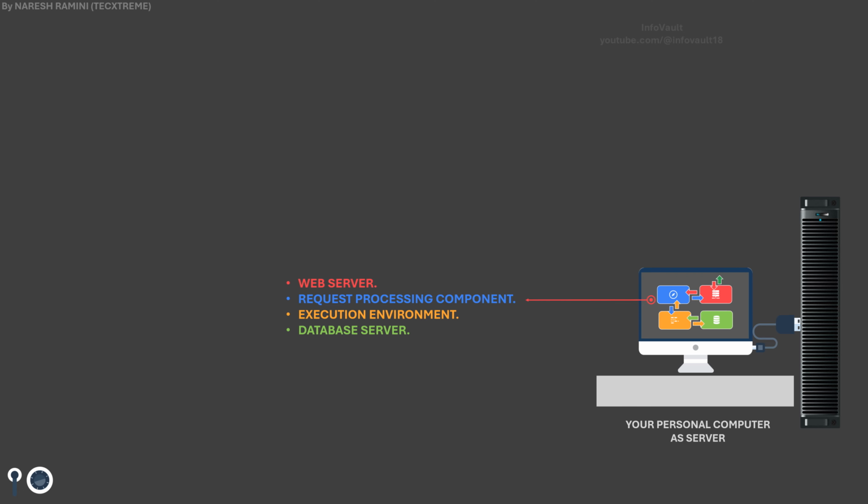Execution environment executes the required application's code. It interacts with the database server if needed, produces the final output, and sends it back to the request processing component, and the request processing component sends it back to the web server. The web server then serves the output to the visitor that requested the web page. Database server executes database queries embedded in the application's code when the execution environment sends them to the database server.